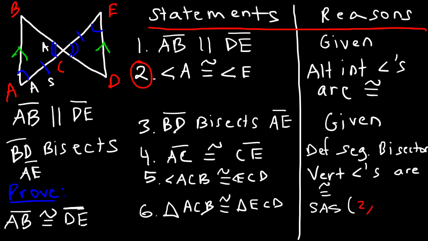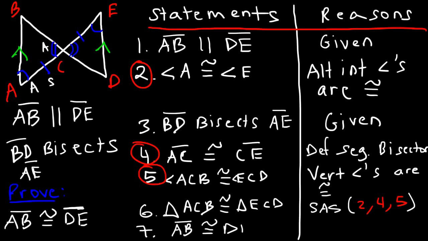Next, we proved that the sides were congruent. So AC is equal to CE, so that's statement 4. And then the vertical angles are congruent, which was based on statement 5. So now we can make the final statement that segment AB is congruent to segment DE using CPCTC.